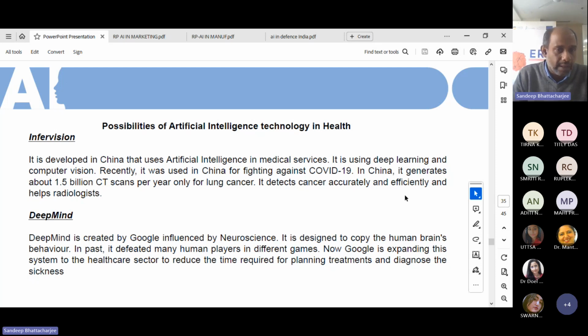Now Google is expanding this system to the healthcare sector to reduce the time required for planning treatments and diagnosing sickness. We know that a lot of time is wasted when we are treating a particular person, and many a time late diagnosis or late medication can result in the death of the person. So it actually doesn't help. If that time is to be saved, then DeepMind comes into effect, right?